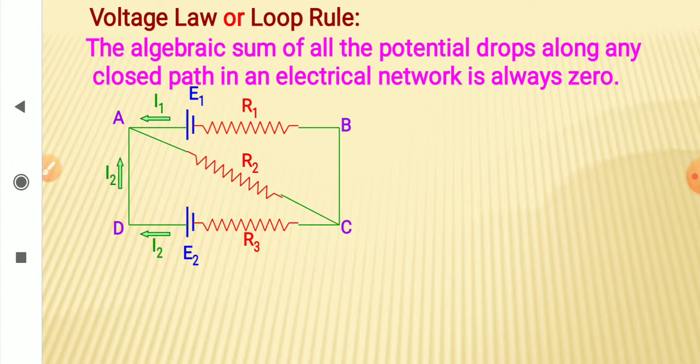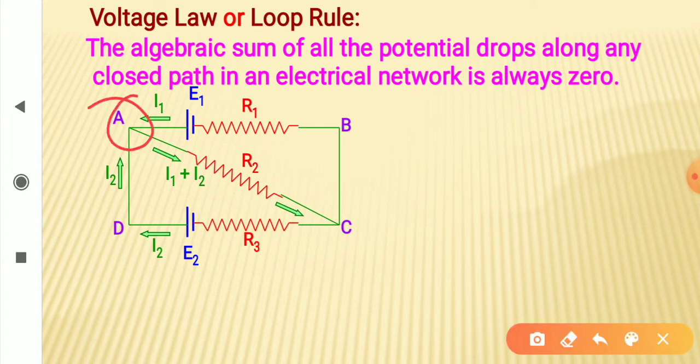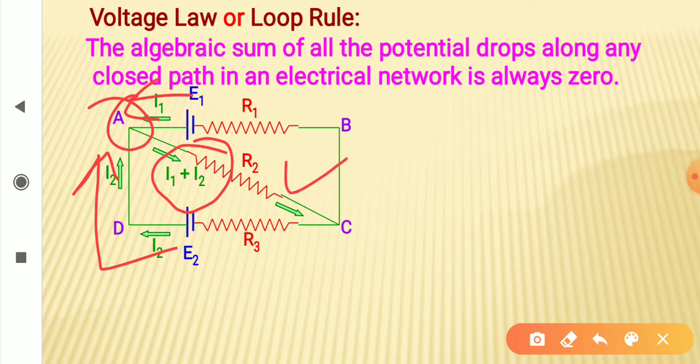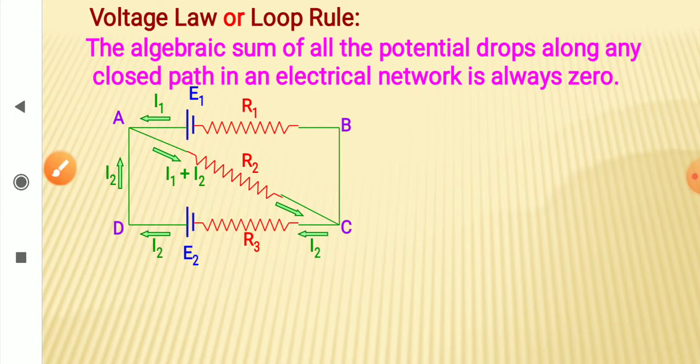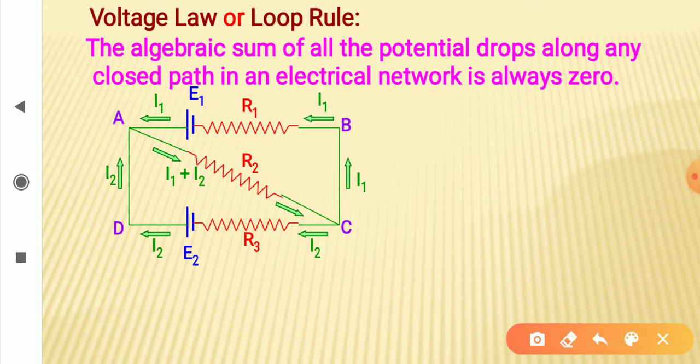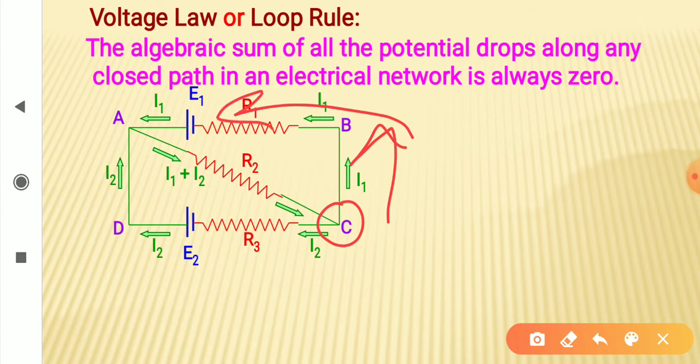Now, if you look at this point A, the current from E1 is reaching here as I1, and the current from E2 is reaching here as I2. At point A they are adding up, and the current I1 plus I2 is leaving the junction through R2. So we have used the junction rule here. Now at point C, I2 goes back to E2 and I1 goes back to E1.